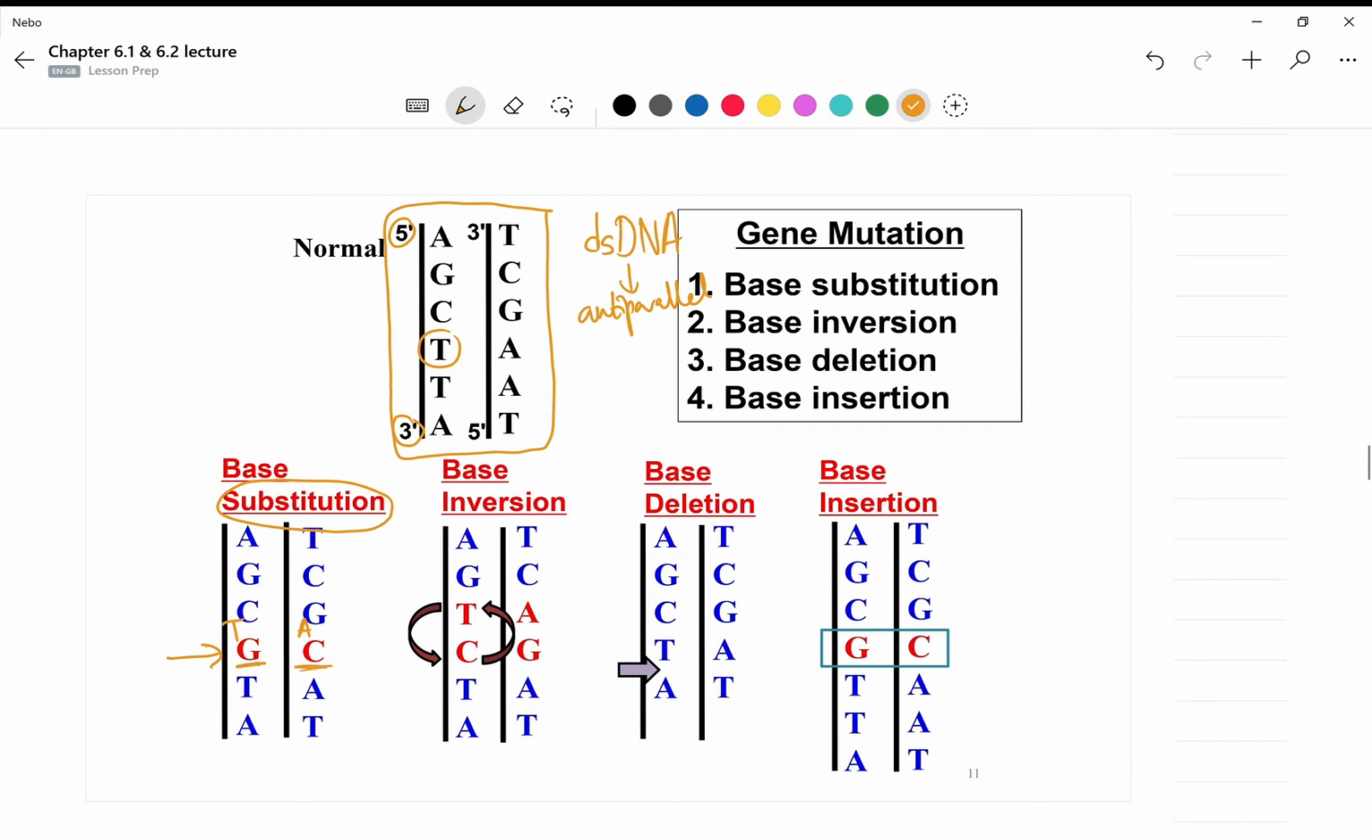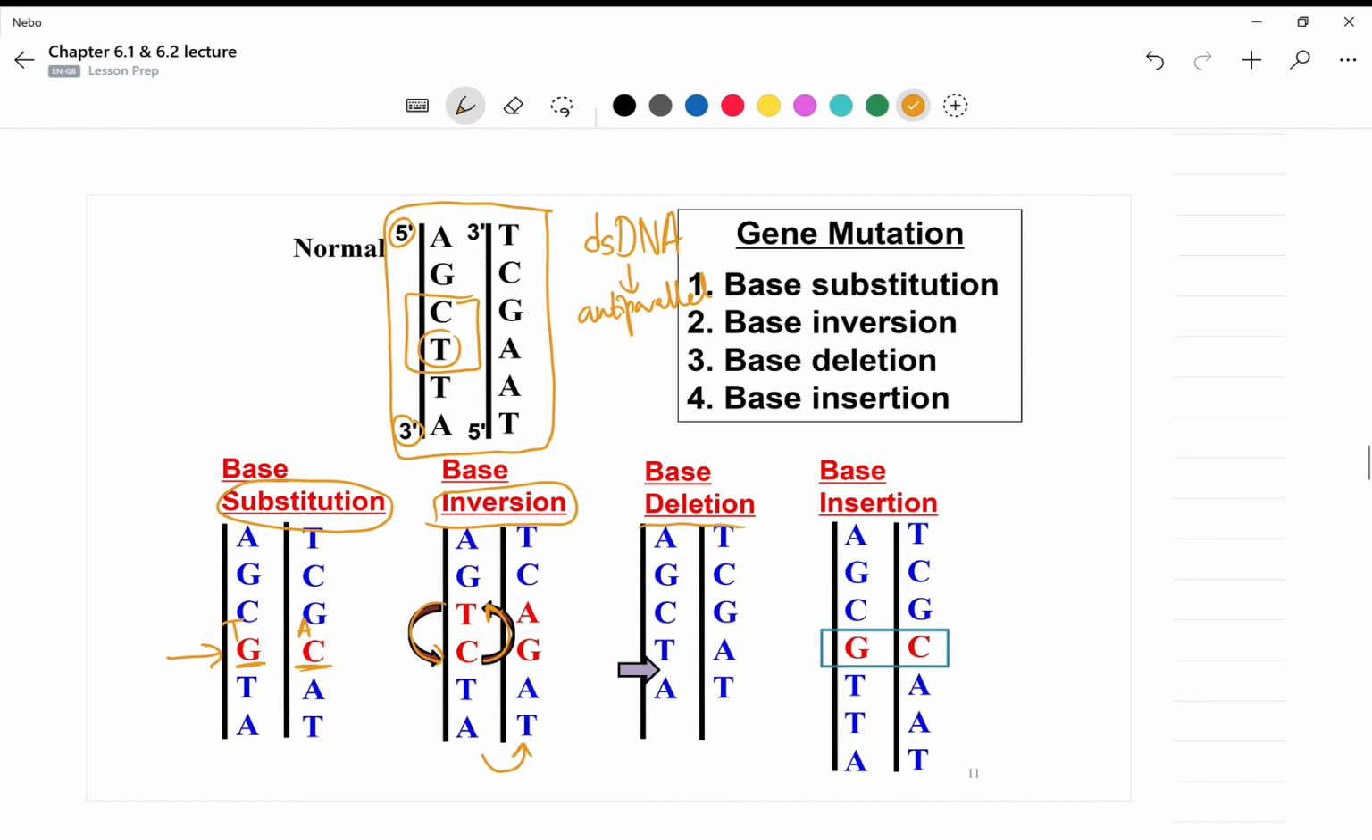Inversion obviously requires more than one pair because we need somebody for us to exchange it with. So in this case, we were supposed to have CT, but we already exchanged it. So now we have AGTC, TA. So obviously, dia punya strand yang anti-parallel juga berubah. Sepatutnya kita ada TCG AAT. Sekarang kita sudah ada TCA GAT.